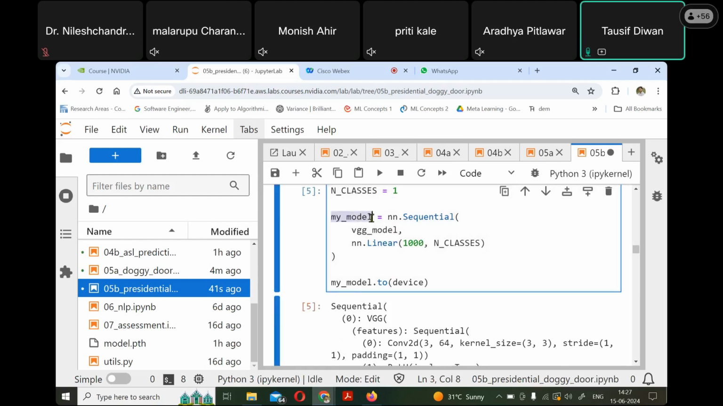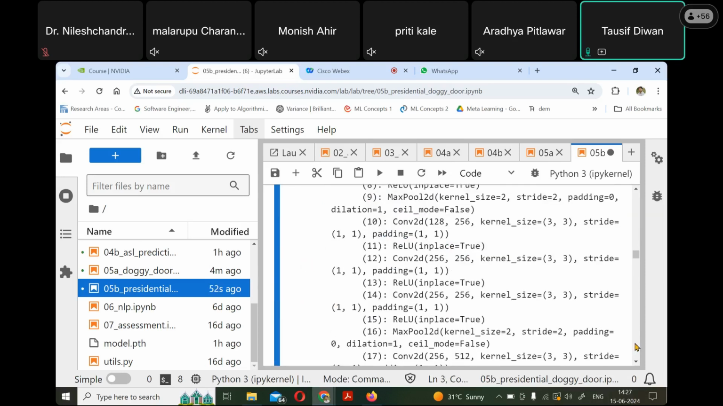We need to work upon this my model. Fine, my model has two things: one is VGG, another one is the last layer. Now see how we can do this.